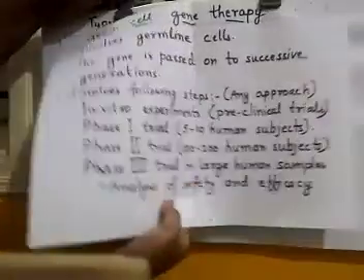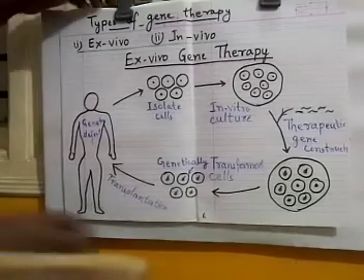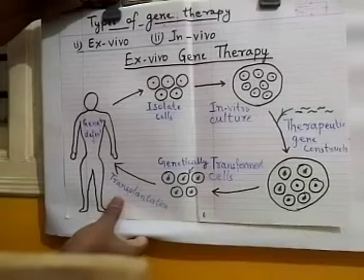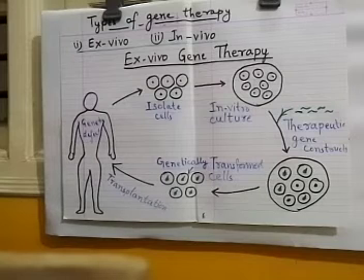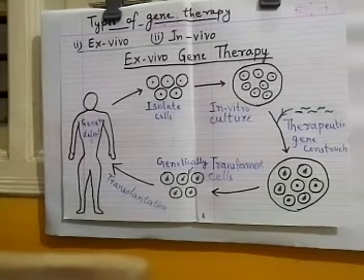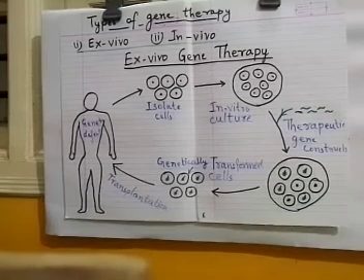Now, so far we discussed the different approaches of gene therapy. Now we are going to discuss the types of gene therapy. There are two types of gene therapy, ex vivo and in vivo. Ex vivo literally means outside the body. In vivo means inside the body. Now first we will discuss the ex vivo gene therapy.